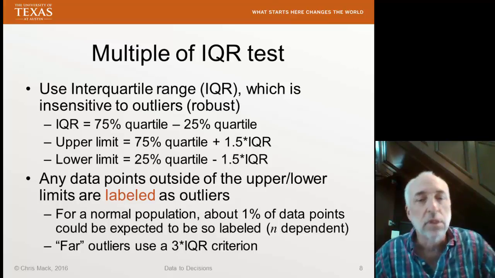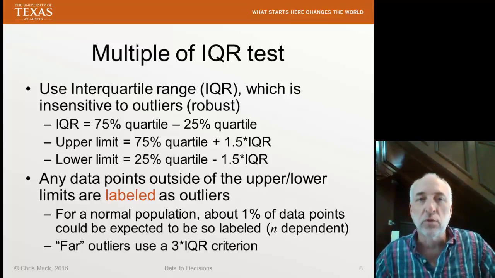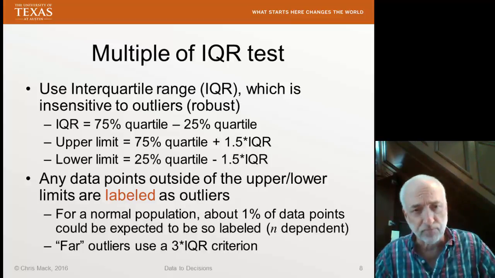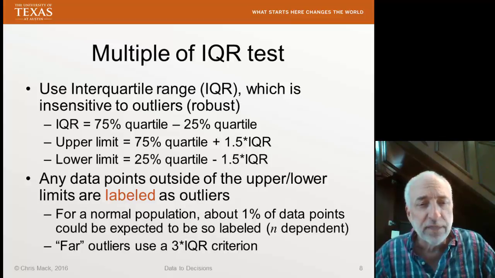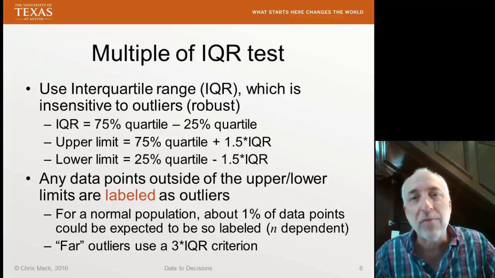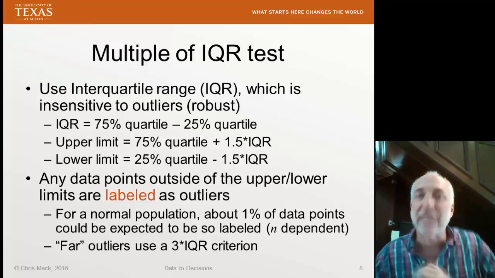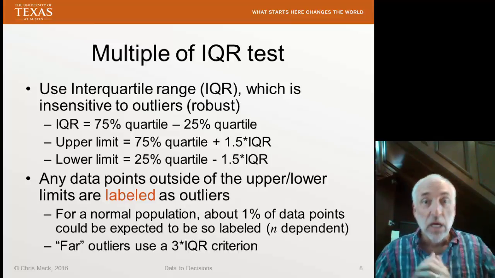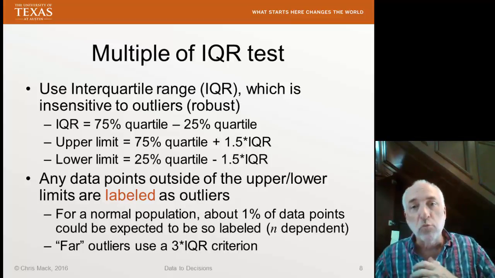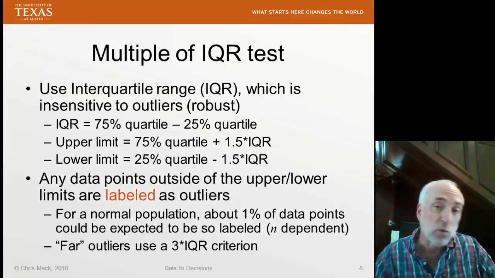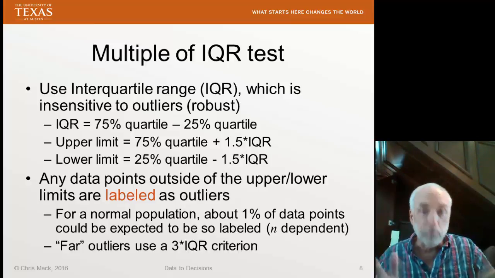Let's talk about what is probably the first and most useful way of thinking about outliers, and that is the multiple of IQR test. This is really more of a way of labeling outliers to decide whether you have any data points that are worth testing. The reason it's good is it uses a robust measure, the interquartile range. The interquartile range is the difference between the 75th quartile and the 25th quartile in our data.